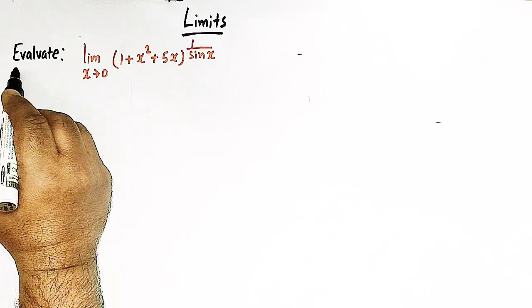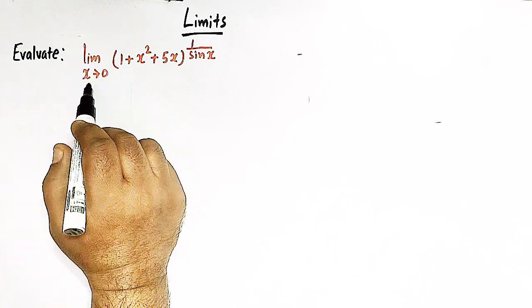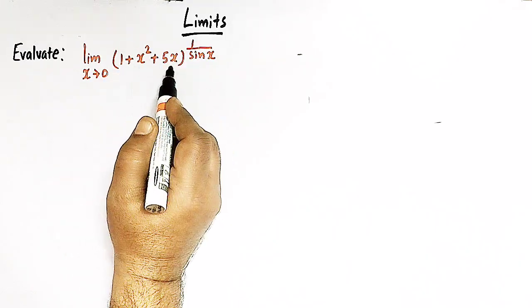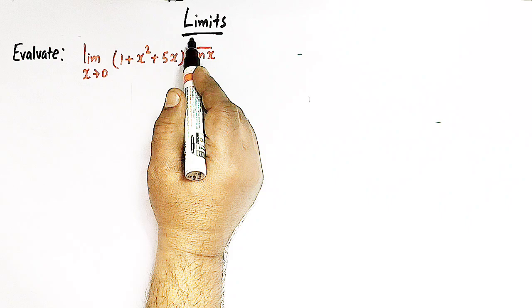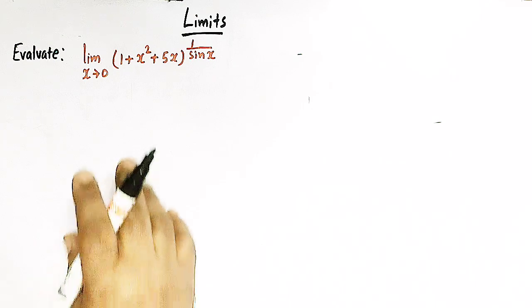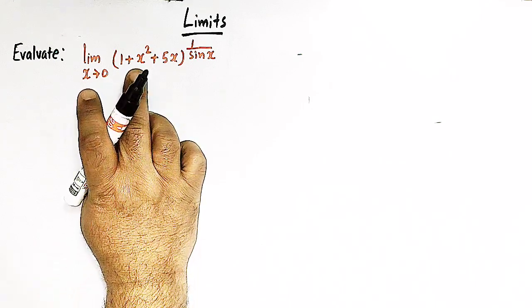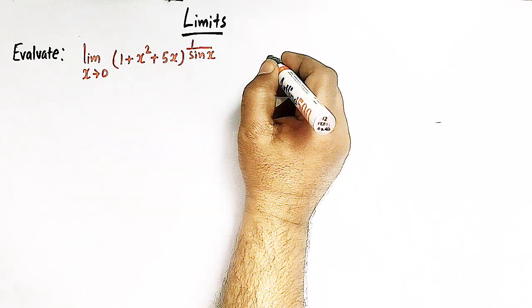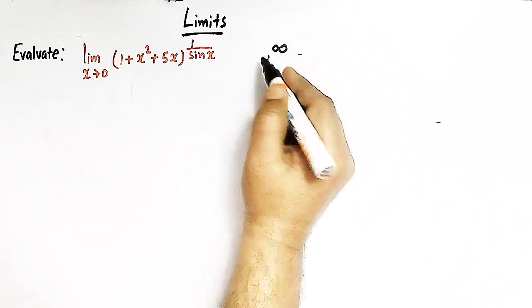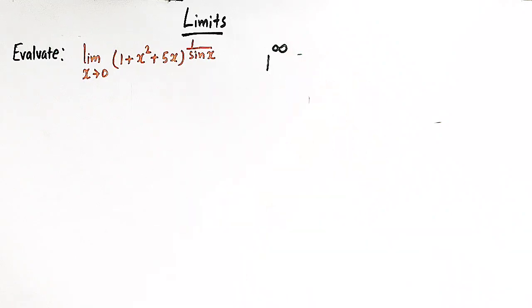So, here we are going to evaluate this limit, x tends to 0, of (1 plus x square plus 5x) raised to 1 over sine x. Right, so let us see how easily we can find out the value of this limit, which is of the form 1 raised to infinity, which is an indeterminate form, right?